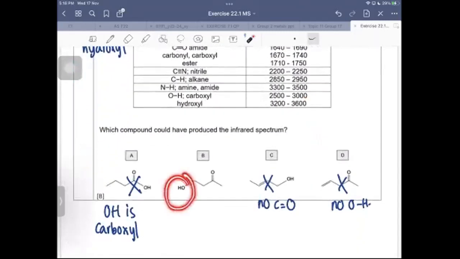Okay, so the OH belongs to hydroxyl. I remember a few students asking me what is hydroxyl. Basically, hydroxyl is an alcohol. Carboxyl is a carboxylic acid. Okay.